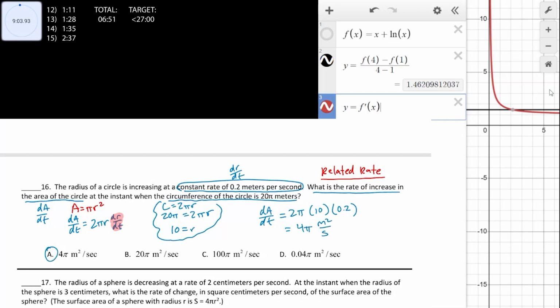We're working with exact values here, so you really don't need a calculator for this one. I suppose you could type it in if you just want to be careful with the arithmetic, the 10 times 2 times 0.2, but you really don't need it.